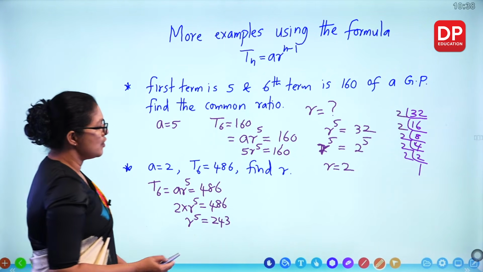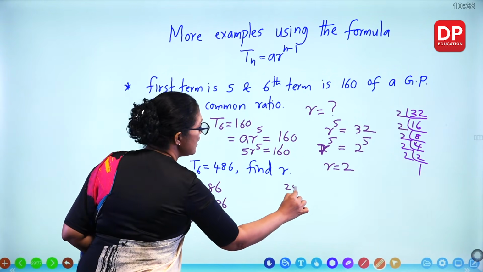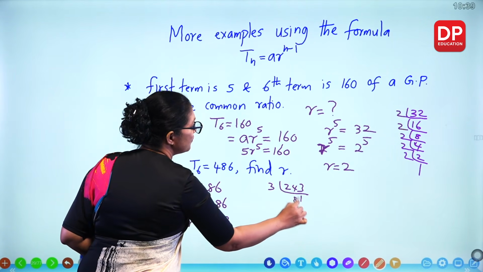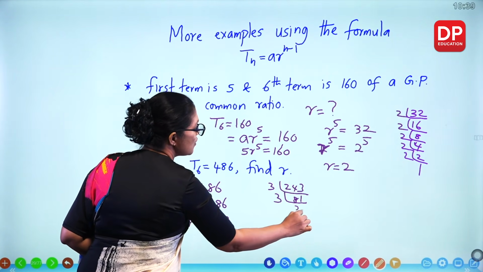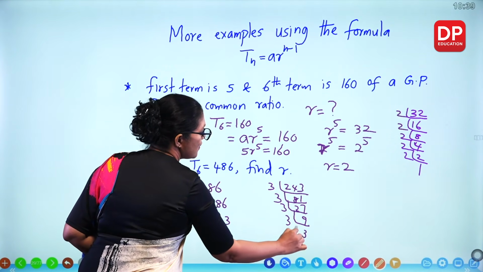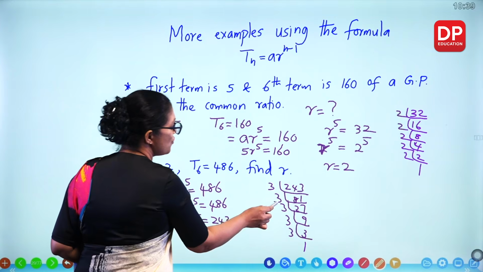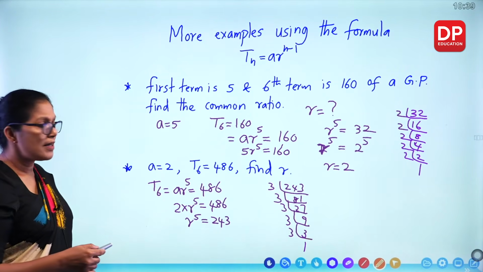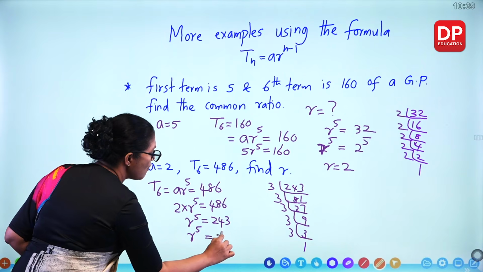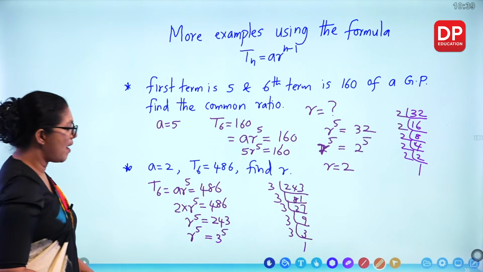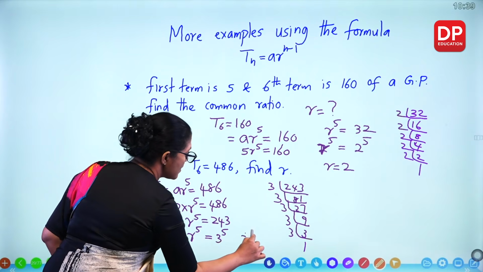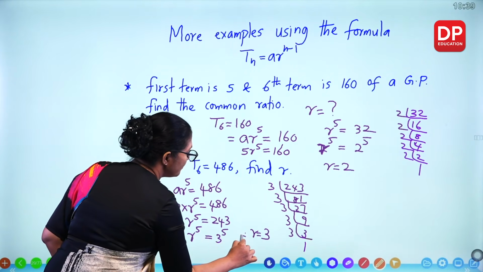243. When you take 243, divide and see. Divide by 3, 81. Divide by 3, 27. 9. 3. 1. 1, 2, 3, 4, 5. 3 to the power 5. R to the power 5 is 3 to the power 5. Same powers, you can equate the bases. So R equals 3.